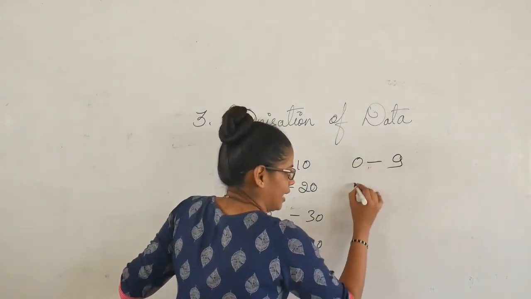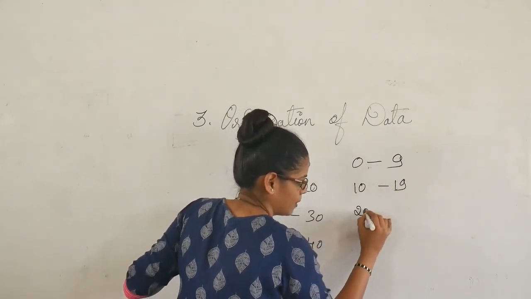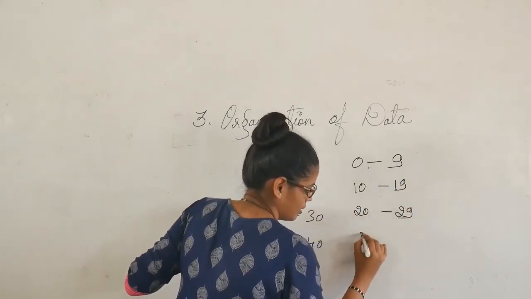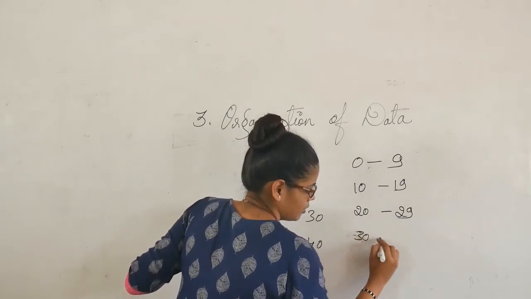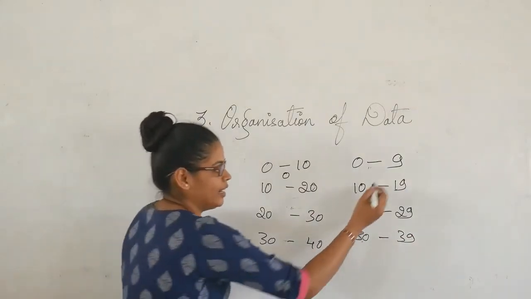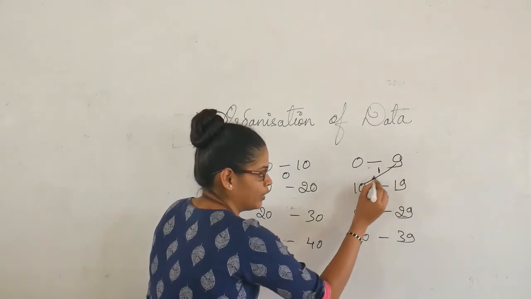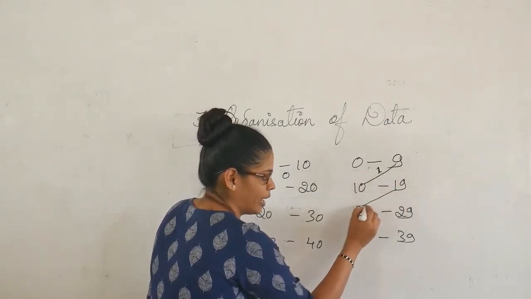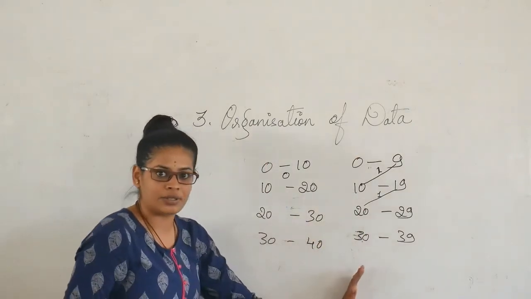If this is the data, you can see the difference, right? Here, there is a gap of 1. From 9 to 10, you can see there is a gap of 1. From 19 to 10, you can see there is a gap of 1. So this gap continues, right?